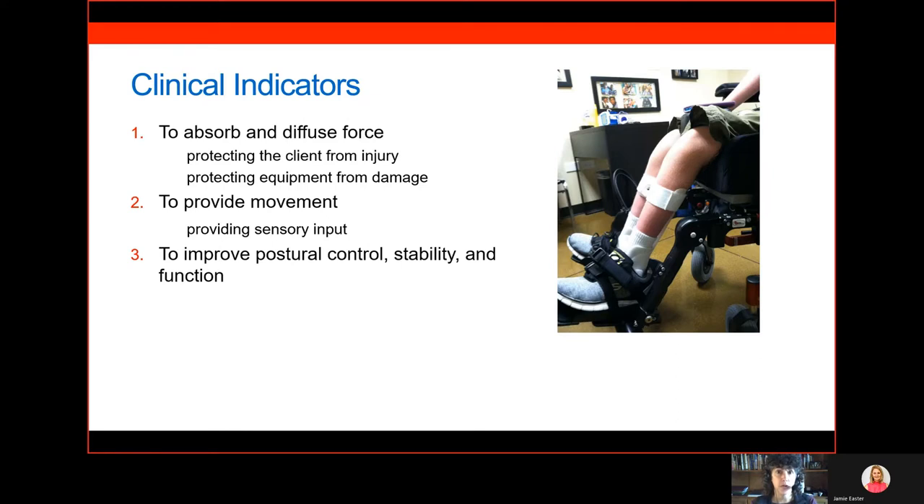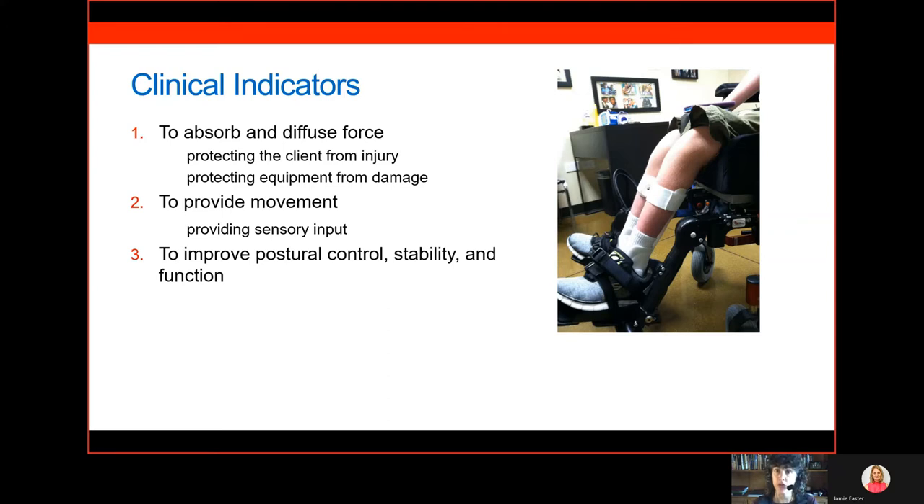But what are the clinical indicators? Who can benefit from this technology? Well, there are three main advantages to using dynamic seating. First is to absorb and diffuse those forces from the client. By doing so, we're protecting the client from injury and we're protecting equipment from damage.